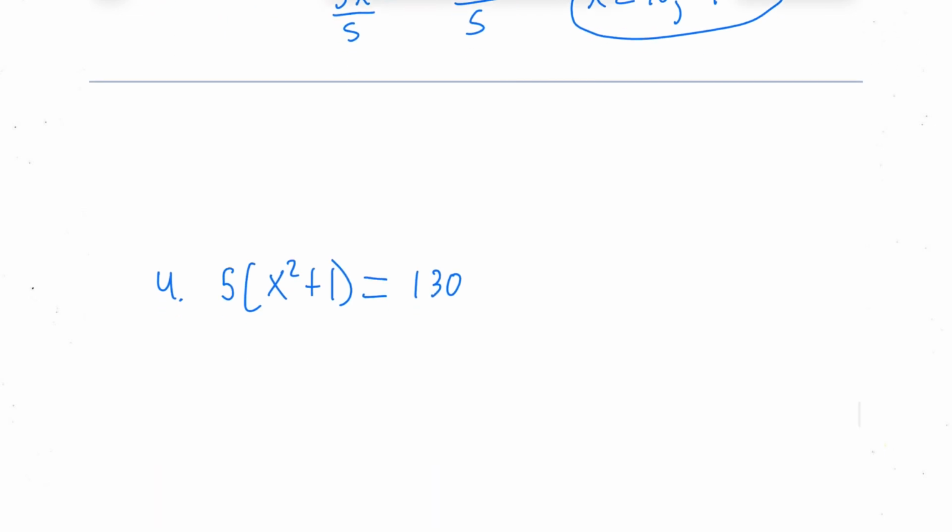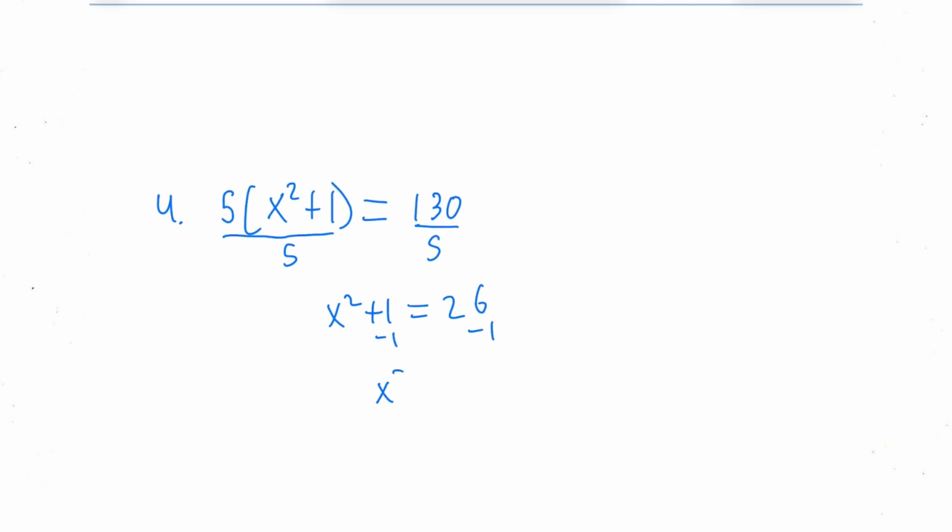All right, so in this example, there's parentheses. So we can solve this two different ways. We can either distribute this 5 and solve that way, or we can just divide both sides by 5. I'm going to do both methods, but I think dividing by 5 is a little easier, so I'm going to do that first. If we divide both sides by 5, we'll get that x squared plus 1 is equal to 26. Subtract 1 from both sides. We'll get that x squared is equal to 25. Square root, x is equal to plus or minus 5.